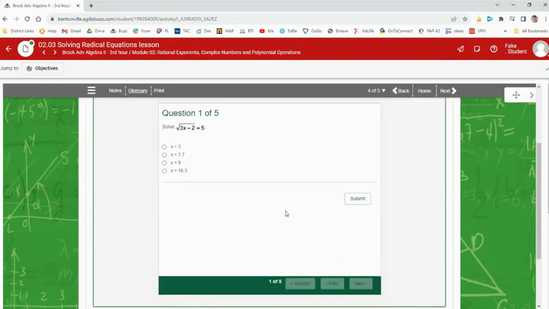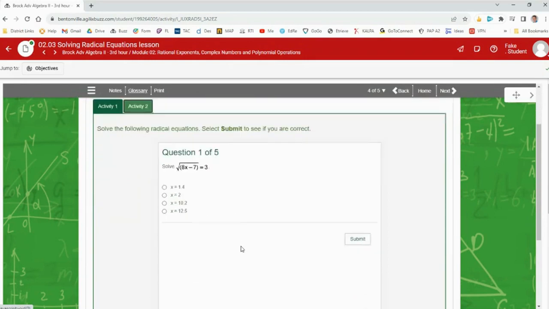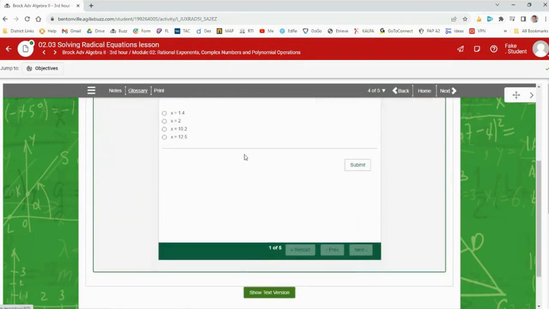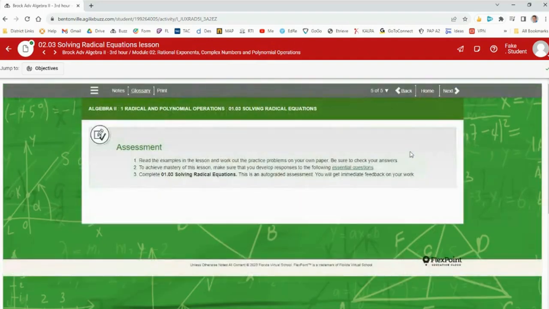Go to the next one. Choose your answer, submit. Go to the next one until you've done all 5. Then go to the second activity, and they'll give you a different kind. Solve this next. Solve this next. And you get 5 more practice problems. And that's it. So they give you like 15 practice problems in the lesson that will tell you if you're correct or not, and will tell you how to do it if you're wrong.